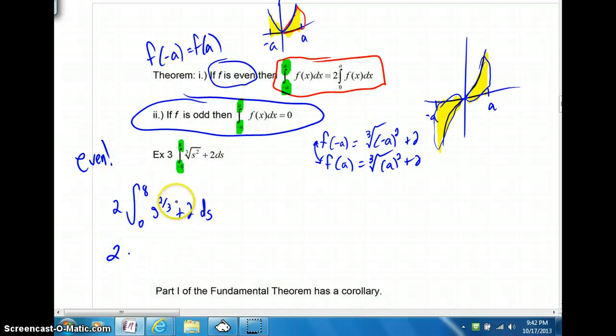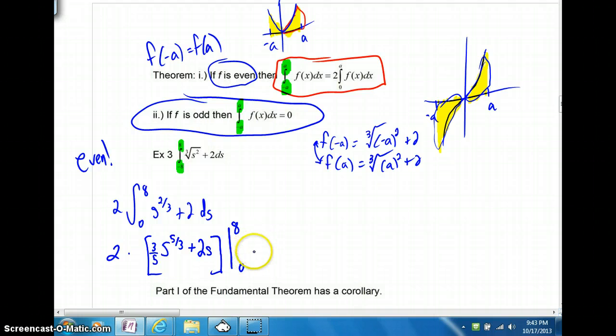Let's very quickly take this antiderivative. Bump 2/3 up by 1. Add 3/3 to it. We'd have s to the 5/3. But dividing by 5/3 is the same thing as multiplying by its reciprocal. From here, the antiderivative of 2 is just 2s. And we're going to evaluate this between 8 and 0.